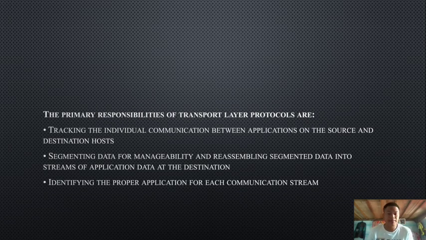The primary responsibilities of transport layer protocols are three. The first is tracking the individual communication between applications on the source and the destination host. Second is segmenting data for manageability and reassembling segmented data into streams for the application at the destination. And third, identifying the proper application for each communication stream.